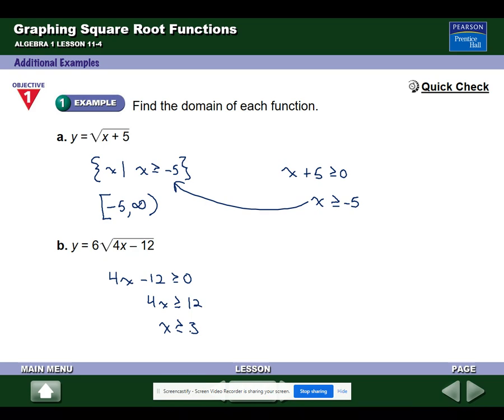Could I plug in a 3.5? 3.5 times 4 would be 14. 14 minus 12 is 2. Square root of 2 is an irrational number, but it's real. And that number would get multiplied by 6. In fact, that's 6 root 2. 6 times the square root of 2. Pick 4, pick 10, pick 100, pick a million. All of those numbers will work. Pick anything less than 3, and it's going to make the radicand negative, meaning the evaluation of this would be non-real.